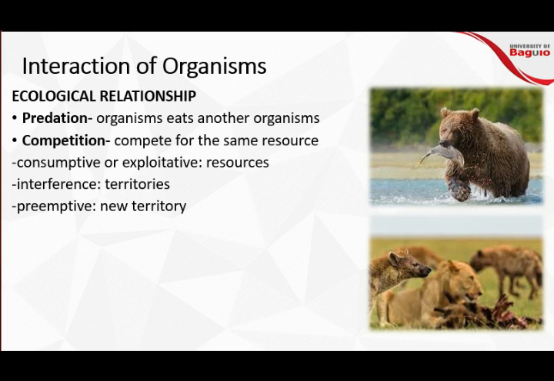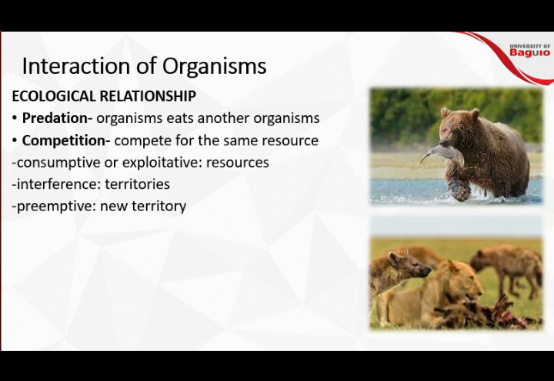If interference is more on territories, preemptive competition is also more on territory. However, there is a quite a difference between the two. You can see there that I put new territory. So let's say, for example, a bear and a lion are going to be transferred to a new territory, and they are going to compete with each other. That is what we call preemptive competition. Unlike interference, where they have their own territories. Once a lion goes to the territory of the bear to interfere, that is what we call interference competition.